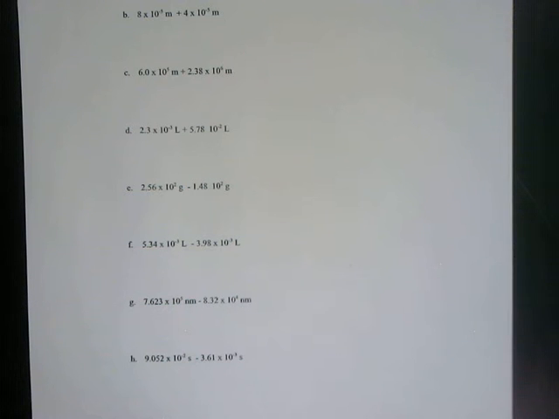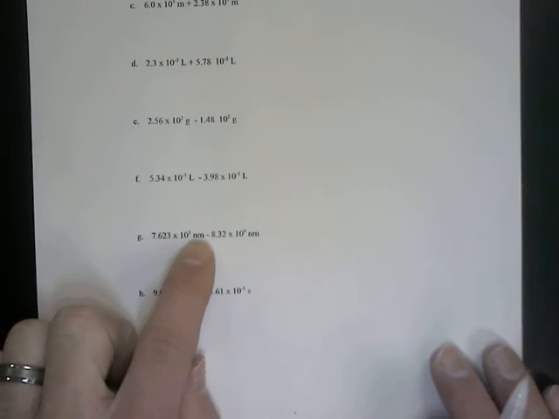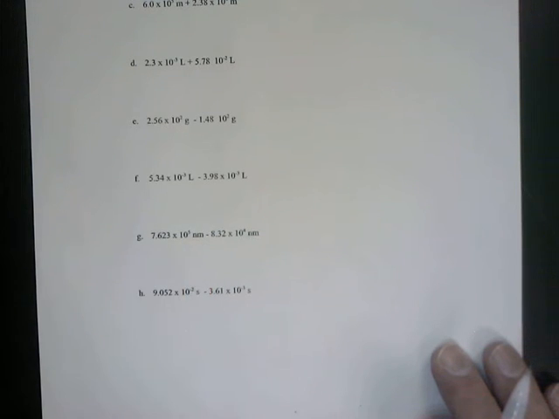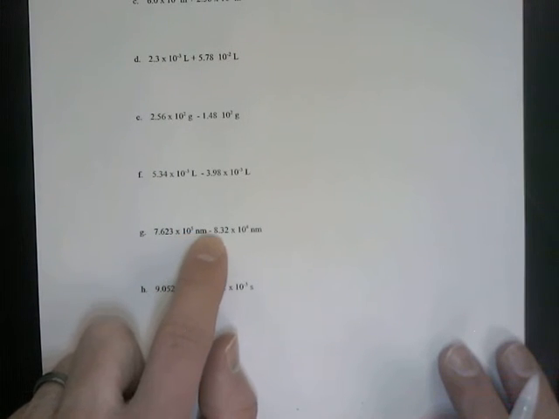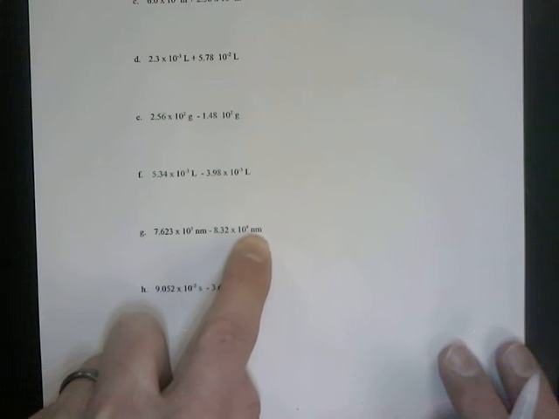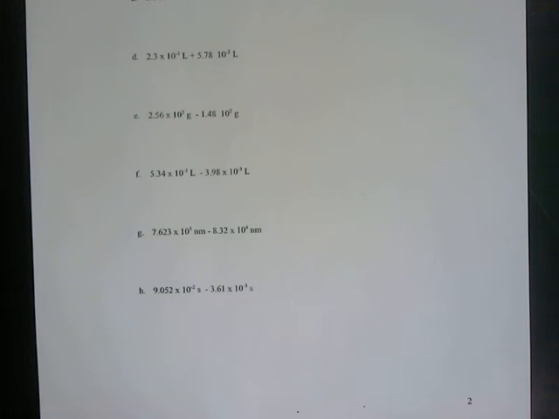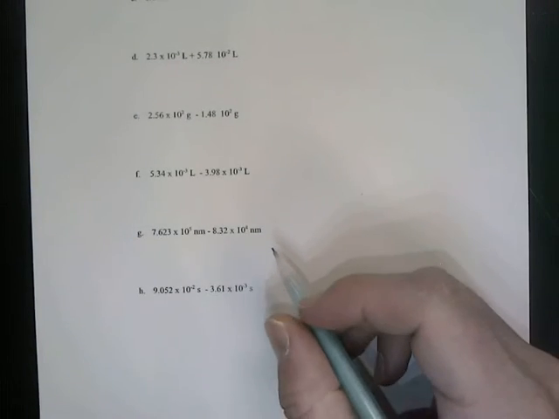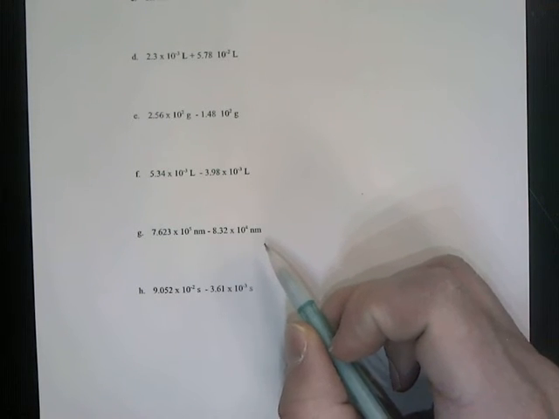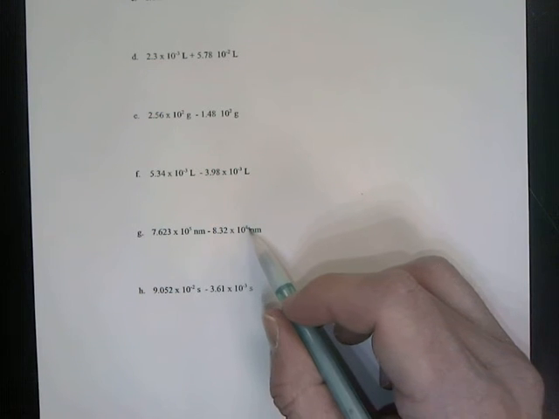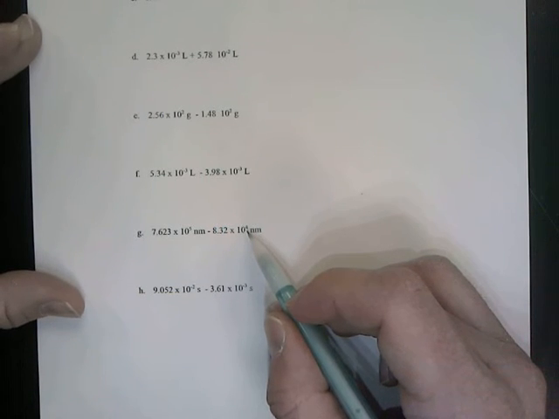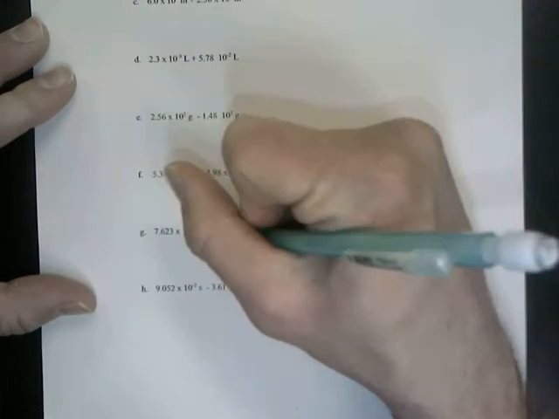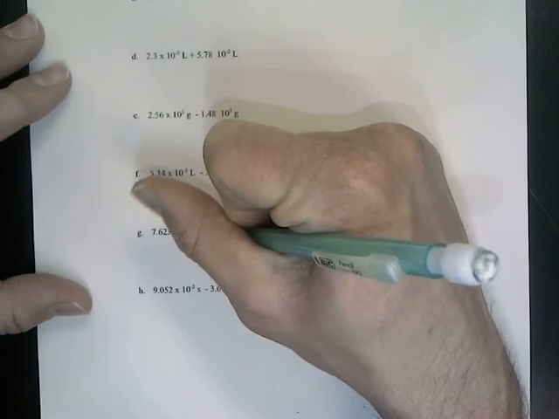Now, I want to try a subtraction problem where these exponents are not the same. So let's try 2g together. On 2g, we have 7.623 times 10 to the 5th nanometers minus 8.32 times 10 to the 4th nanometers. Now, you need to have the exponents at the same value. It doesn't matter which one you convert, but what I would suggest is converting the smaller exponent to the larger. So to make that exponent larger, to go from a 4 to 5, I need to take this decimal on 8.32 and move it over 1.